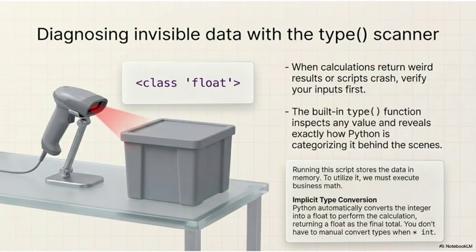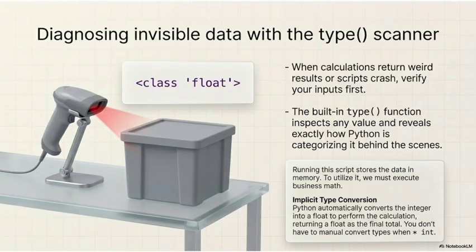Sometimes Python's invisible data handling isn't so helpful, and you need to look inside the box. That's where type comes in. The type function is like a barcode scanner for your variables. Point it at any value and it tells you exactly what Python thinks is in there. In this case, scanning your calculated total returns class float, which confirms the implicit conversion happened.